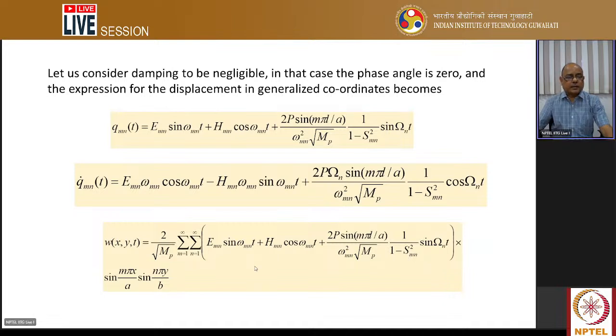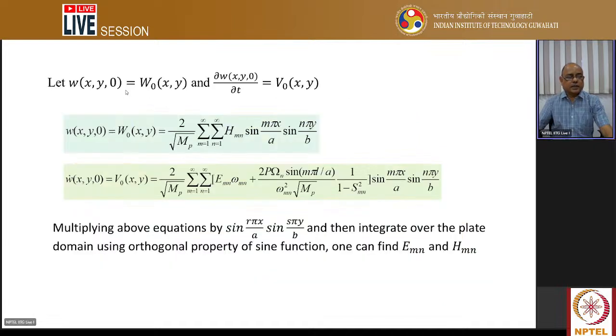And then, given the initial conditions here for displacement and velocity, you can see for displacement it is W naught, any shape initially at t equal to 0, and velocity V naught, it is also distributed along x and y. So this distribution is given.